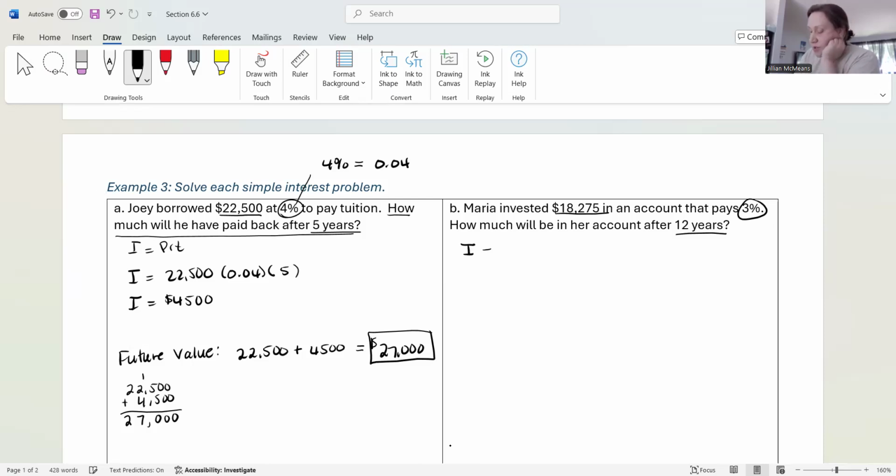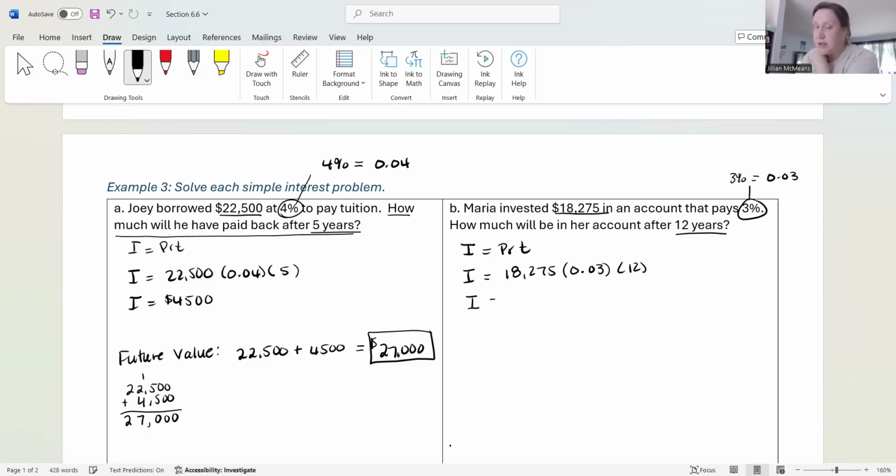So we know that interest is PRT. P being the principal, so the amount Maria initially invested is $18,275. She is going to multiply that by the interest rate, which is 3%. So 3%, we drop the percent symbol, move the decimal to the left twice. So this would be 0.03. So 18,275 times 0.03 times however many years Maria is going to have this account. So 12 for us in this case.